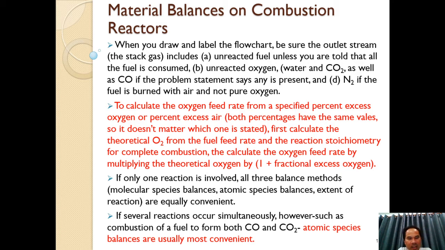If only one reaction is involved, the three balance methods, molecular species, atomic species, and extent of reaction, are equally convenient. It's up to you. If you would like, you can use molecular species, atomic species, or extent of reaction, as for a single reaction. If there are several reactions occurring simultaneously, such as complete combustion or incomplete combustion, for this case I suggest that atomic species balance is convenient.